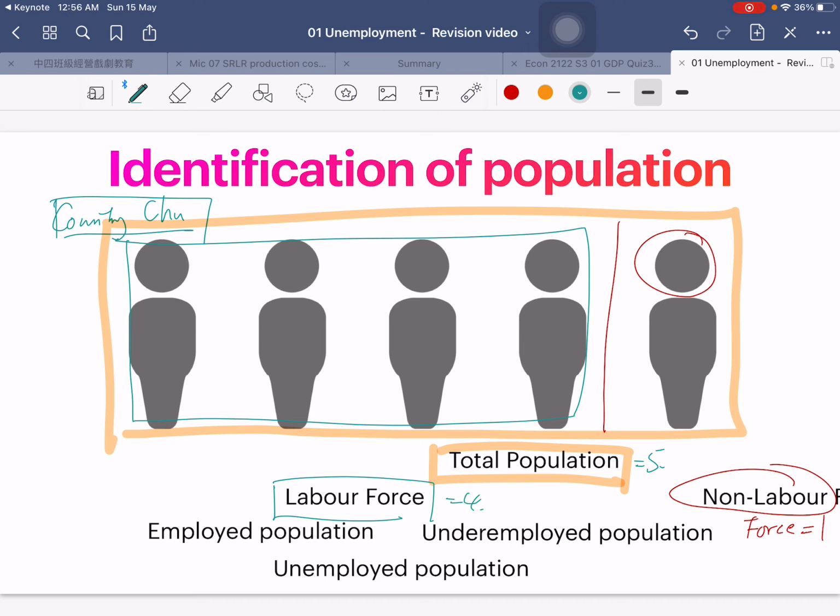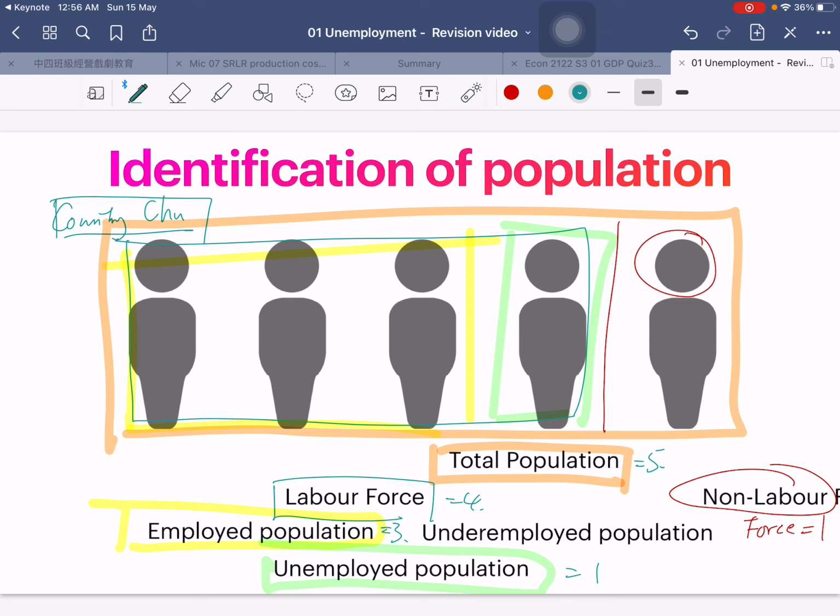Labor force equals 4. And then the next part: among all the people who are willing to work, not all people are so lucky, right? Some of them can find a job, some of them do not. So let's say three of them can find a job. These 3 we call employed population, which equals 3. And then the one left who cannot find a job, we call him unemployed population, which equals 1.